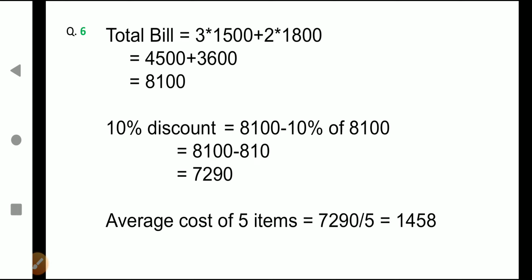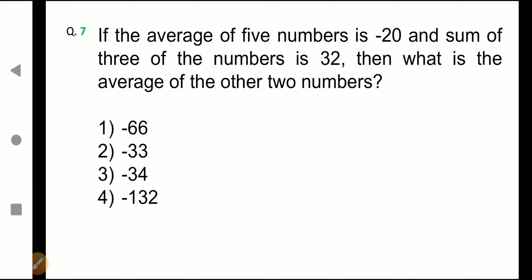The total bill for 3 items at 1500 and 2 items at 1800 will be 8100. A 10% discount on 8100 means 810 rupees discount. After the discount he is paying 7290. For these 5 items, each costs 7290 by 5, which is 1458. This is the answer.